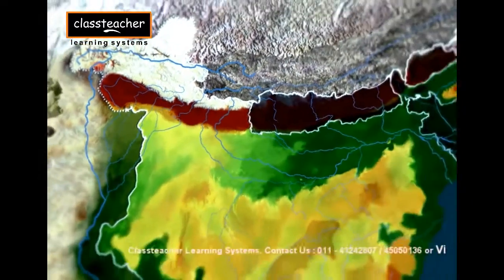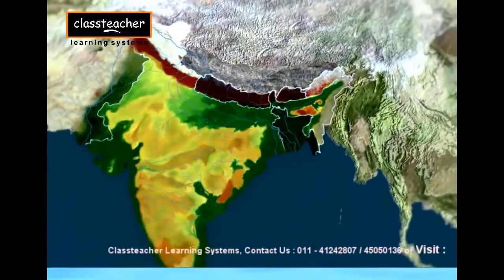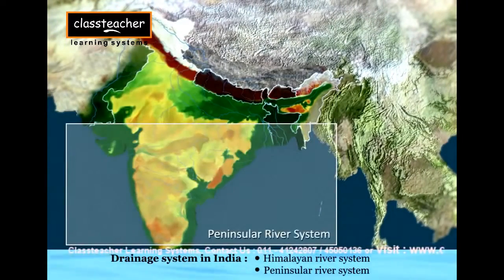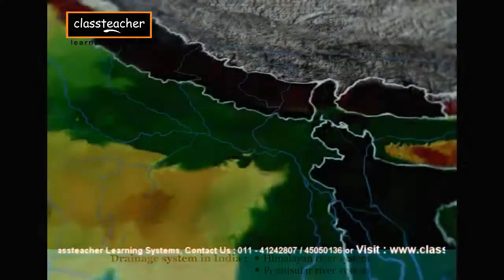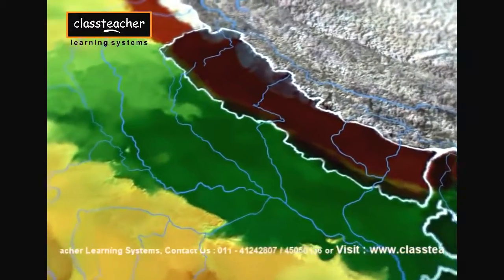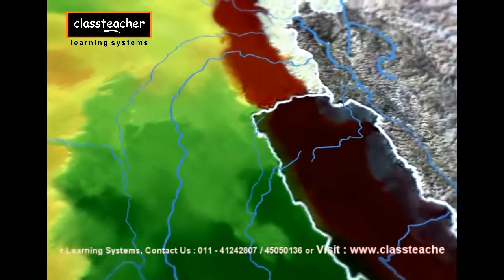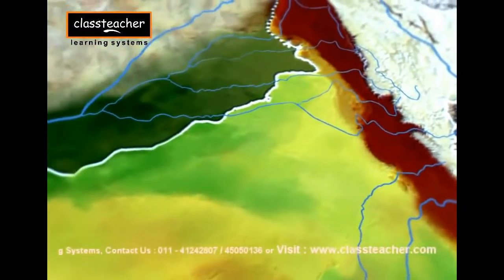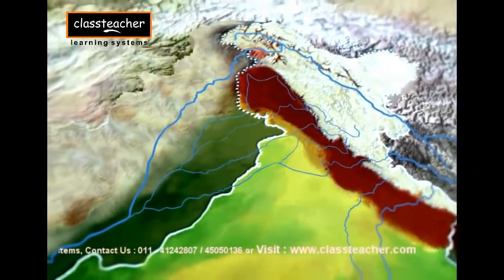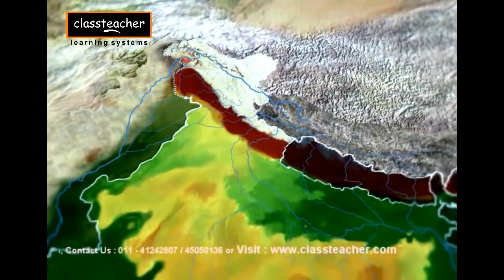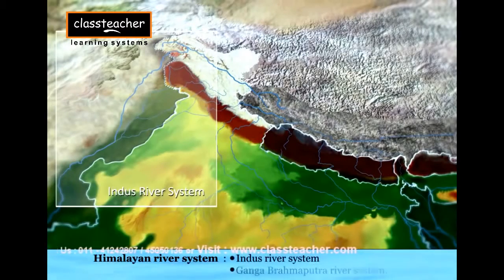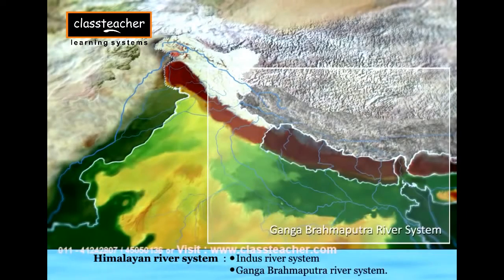The Indian river system is broadly divided into two groups: the Himalayan river system and the Peninsular river system. The rivers of the Himalayan river system drain the northern region of the country. These rivers are snow-fed and thus have perennial flow of water. The Himalayan river system is itself subdivided into the Indus river system and the Ganga-Brahmaputra river system.